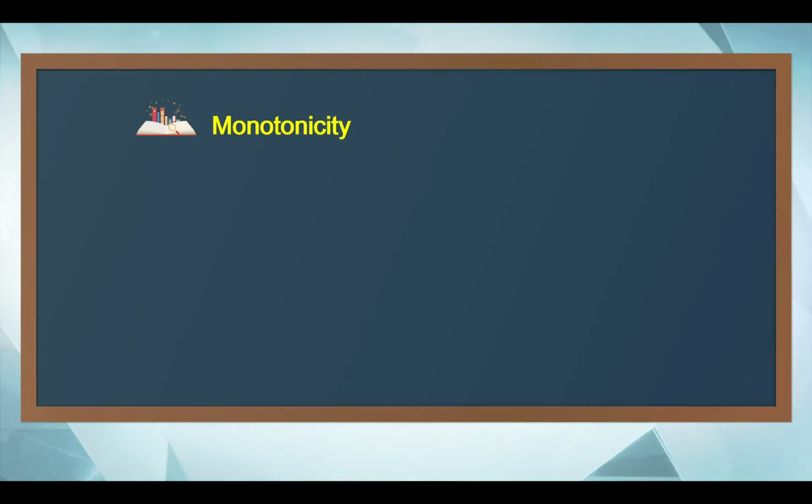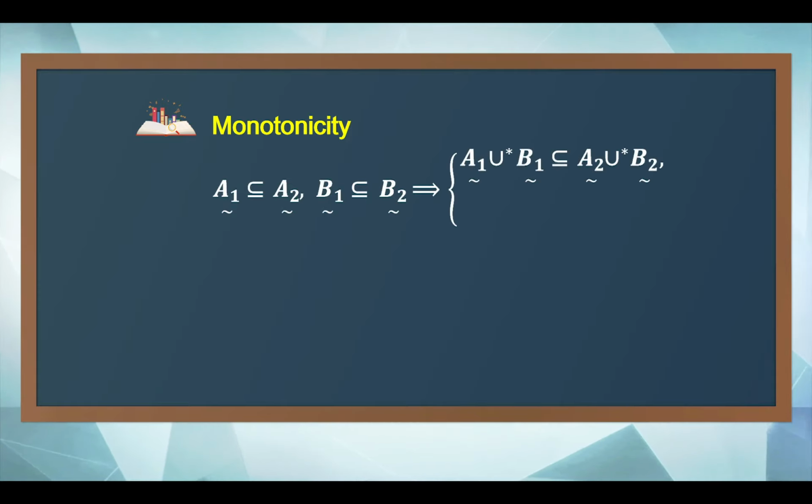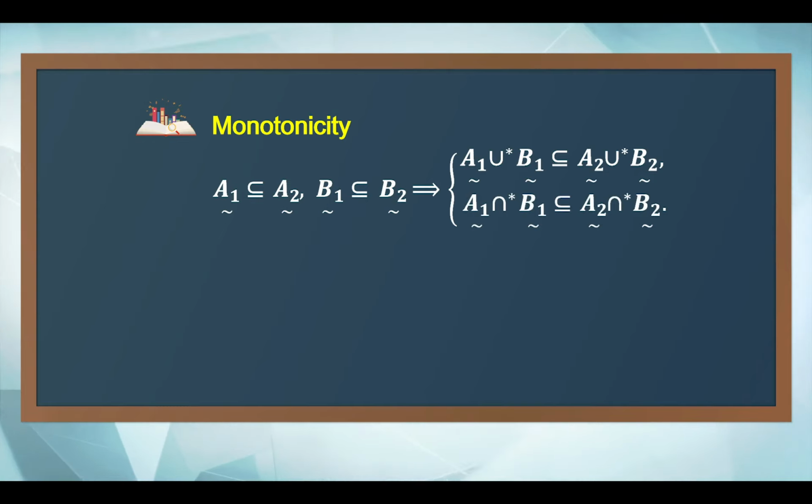Thirdly, monotonicity. If A1 is a subset of A2, B1 is a subset of B2, then the generalized union of A1 and B1 should be a subset of the generalized union of A2 and B2, and the generalized intersection of A1 and B1 should be a subset of the generalized intersection of A2 and B2.